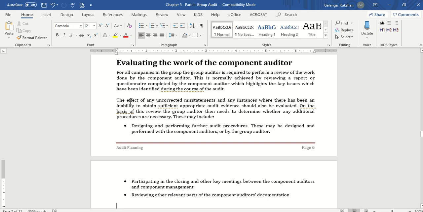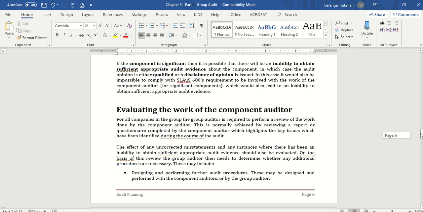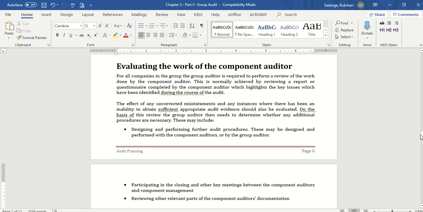So what you should do is ensure that you are gathering sufficient and appropriate audit evidence, right? So how can you evaluate the work performed by the component auditor? That means how can you rely on your component auditor, whether he has obtained sufficient and appropriate audit evidence? For all companies in the group, the auditor is required to perform a review of the work done by the component auditor. This is normally achieved by reviewing a report or questionnaire completed by the component auditor, which highlights the key issues which have been identified during the course of the audit. That's what I told, right?